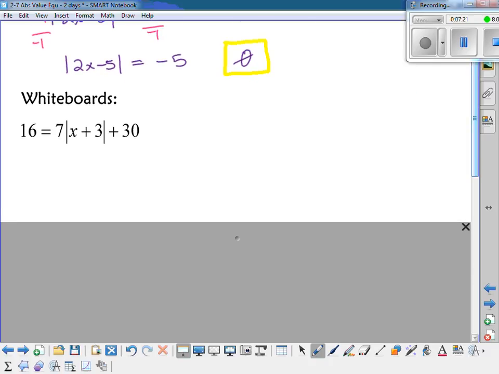16 is equal to 7 times the absolute value of x plus 3, and then outside plus 30. So get the absolute value expression all by itself. Pause the video now.